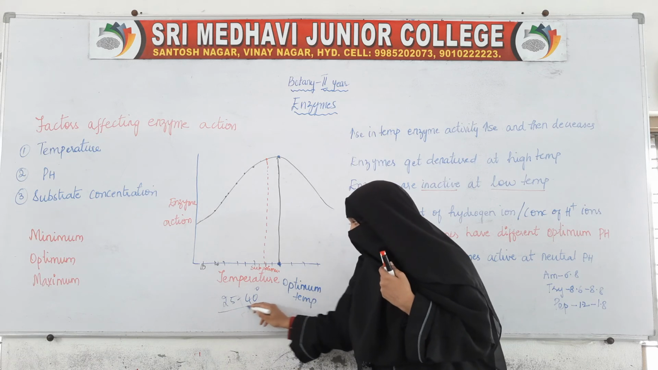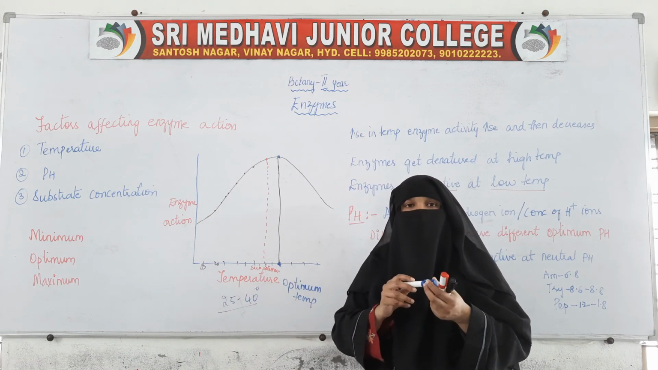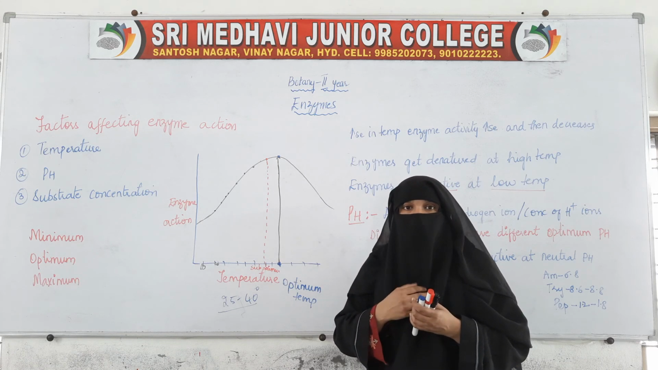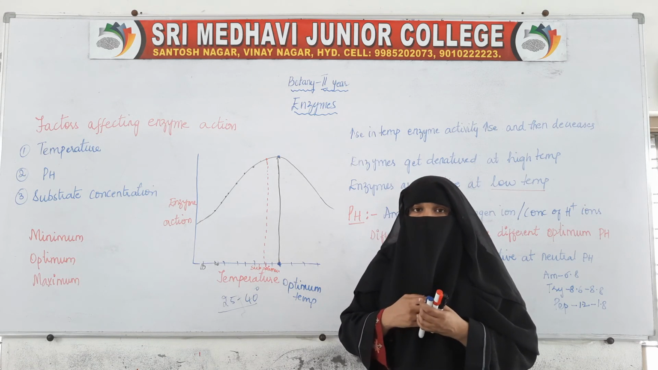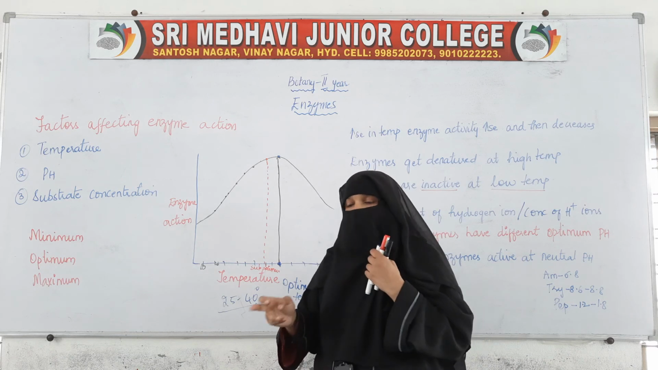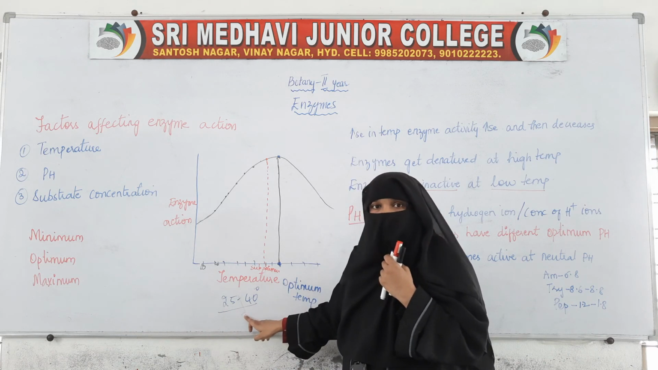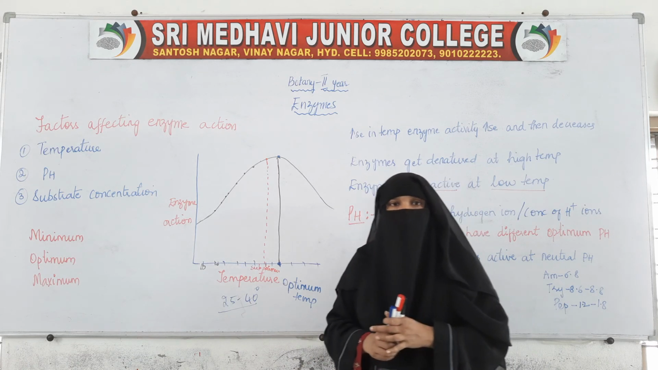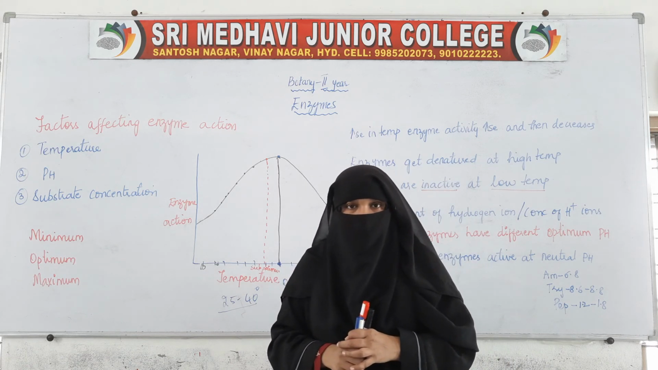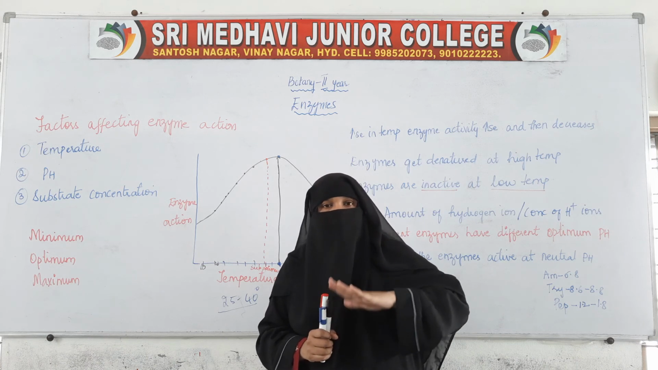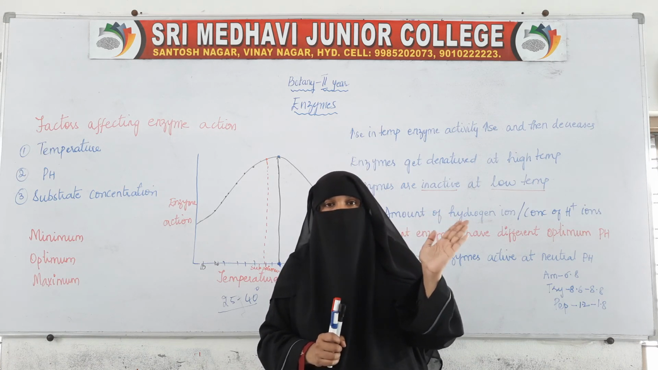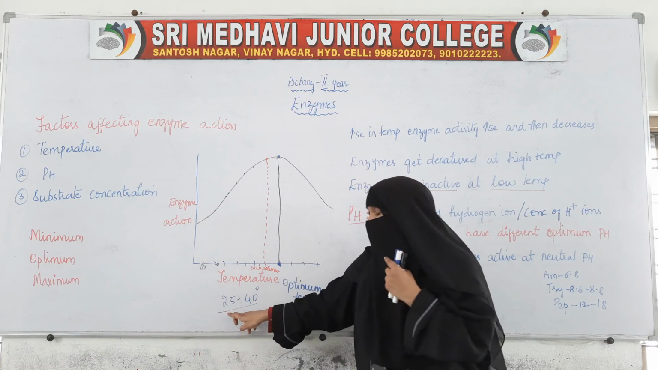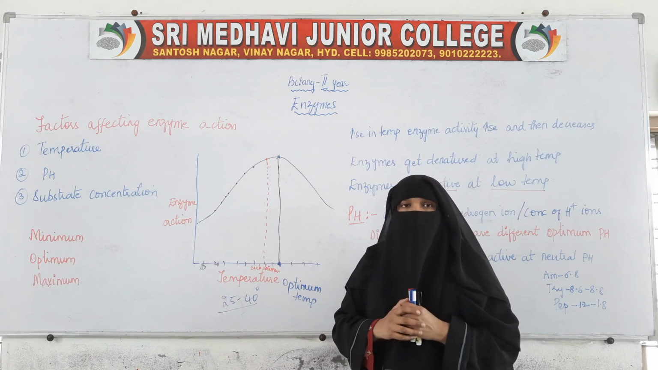Within this temperature range, the enzymes are active, they show maximum activity, and the product formed is also maximum. This is the optimum temperature range, that is 25 to 40. But can we give a pH like this? No. All enzymes have different pH, but all enzymes have the same optimum temperature, which ranges from 25 to 40 degrees.